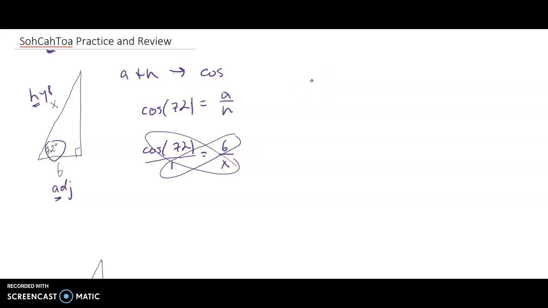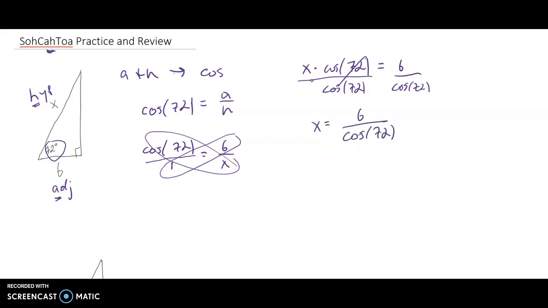because we can do something that you should be pretty used to, which is cross multiplying. Notice if I do that, I get x times the cosine of 72 is equal to 6 times 1, which is 6. And then from there, cosine of 72 is something that we could plug into our calculator. It's a number. So we can divide by cosine of 72 on both sides. It cancels here, and it gives me x equals 6 over cosine of 72.